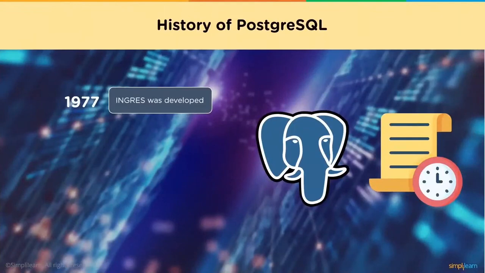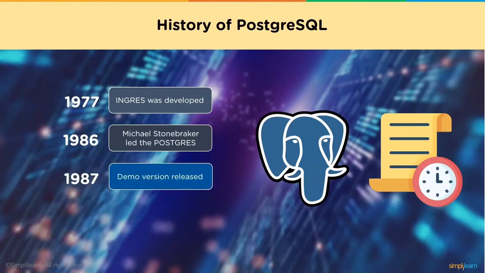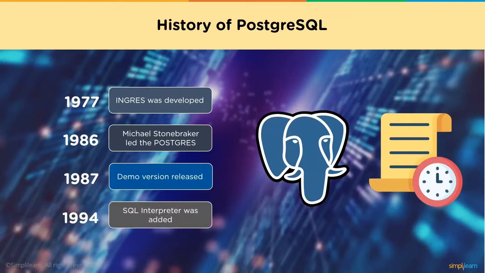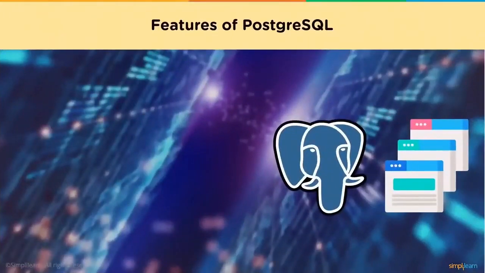So from 1977 onwards, the Ingres project was developed at the University of California, Berkeley. In 1986, the Postgres project was led by Professor Michael Stonebraker. In 1987, the first demo version was released, and in 1994, a SQL interpreter was added to Postgres. The first PostgreSQL release was known as version 6.0 on January 29, 1997, and since then, PostgreSQL has continued to be developed by the PostgreSQL Global Development Group, a diverse group of companies and many thousands of individual contributors. Now, let's look at some of the important features of PostgreSQL.